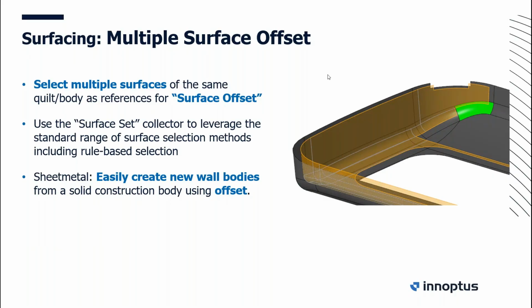So the offset feature can select a part of a quilt and not a whole quilt anymore, like in the past, which is also made easy because we use that in sheet metal. We'll see that later on. In sheet metal, from a body, you can make an offset into a thickness of certain surfaces and not all in one go. Made a little bit easier.